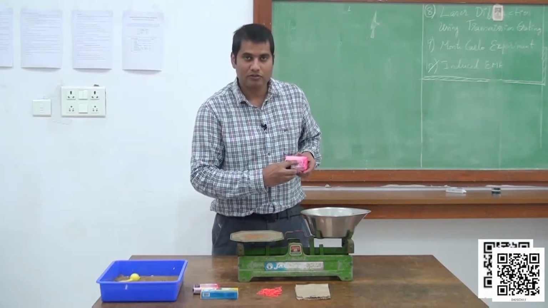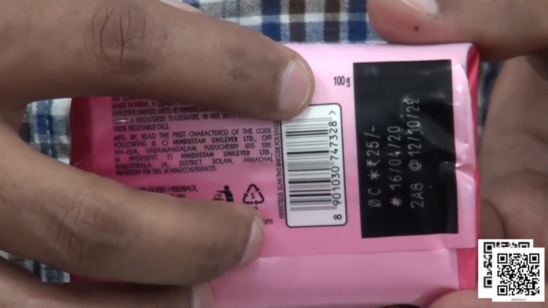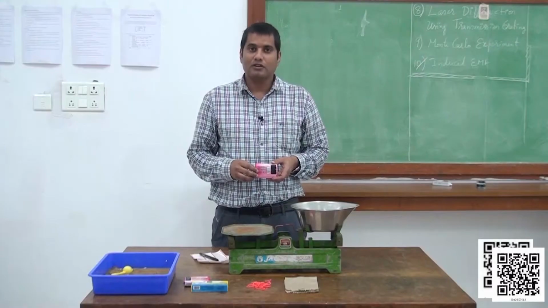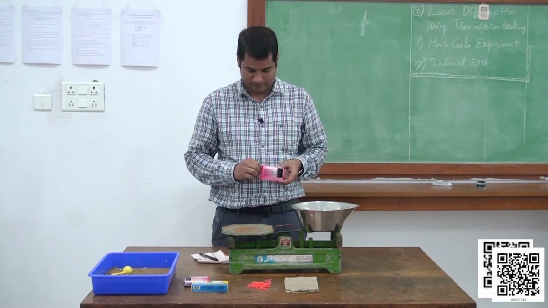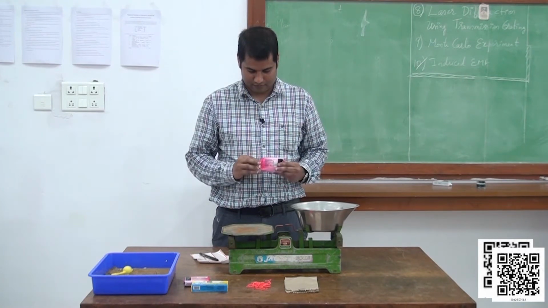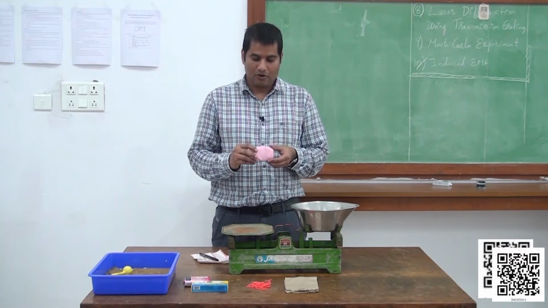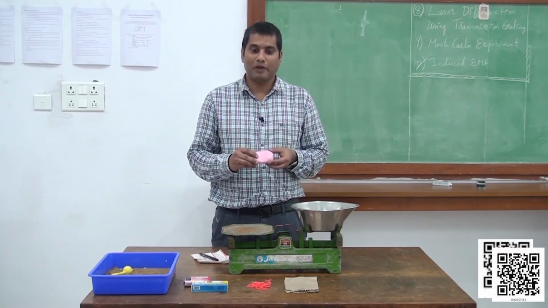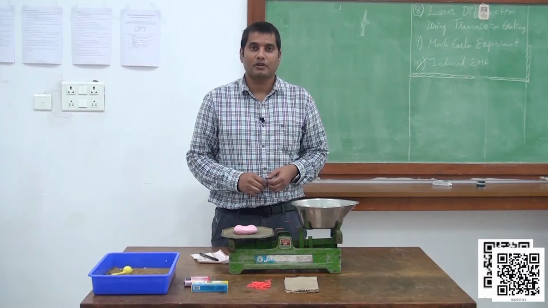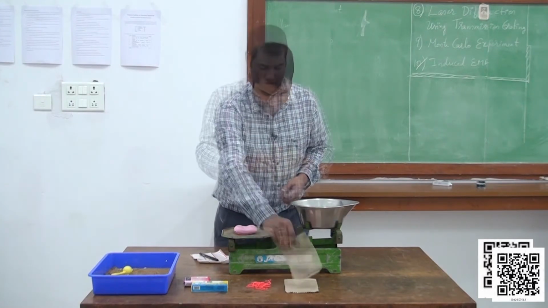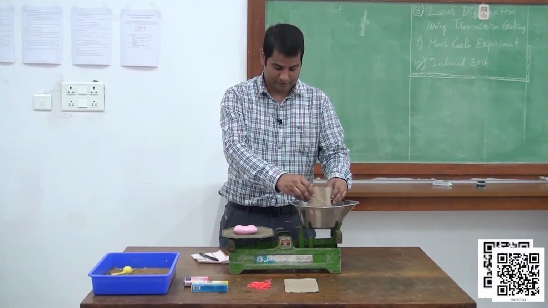Note down the weight of the soap. It is 100 gram. Take out the soap from the cake. Keep the soap in one pan of the balance. Now take one small paper packet and put it in the other pan of the balance.